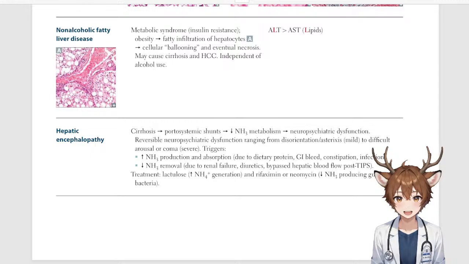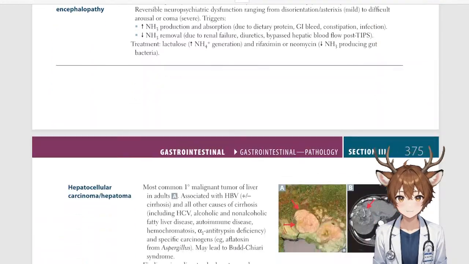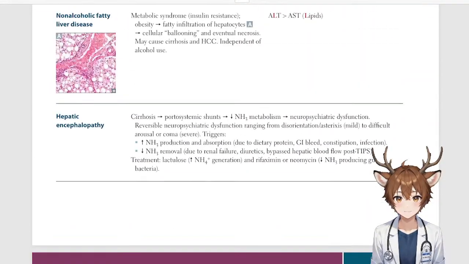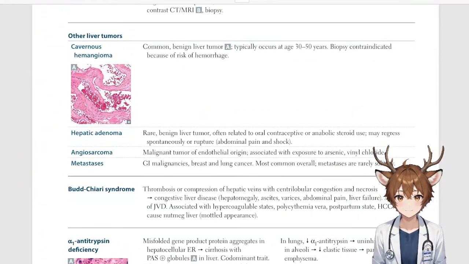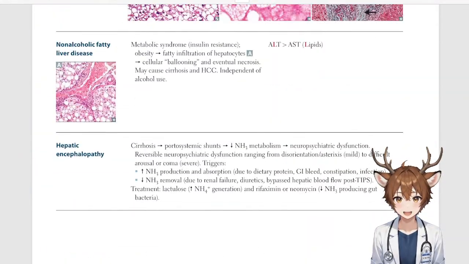encompasses metabolic. Let me see. Is there anything on this? I don't know. I'll just leave it here.